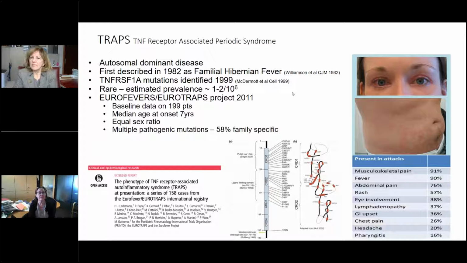And this is a rare disease with an estimated prevalence now of probably about 2 per million. And as far as we know, it affects all world populations. The difference in prevalence in different populations is almost certainly ascertainment bias, reflecting the ability to recognize autoinflammatory disease against a background of infectious disease, and also the availability of genetic testing. The largest series of patients came from the Eurofever's Eurotraps project, which was funded by the European Union in 2011. And this produced good baseline data on 199 patients.